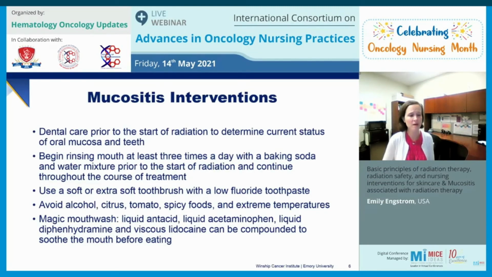We also recommend avoiding alcohol, any citrus. And alcohol includes anything that's in a mouthwash or fluids that they're going to drink, any type of alcohol. Citrus foods, tomato foods, spicy foods, and extreme temperatures on their foods can also be difficult for their tissues within their mouth and increase that mucositis.